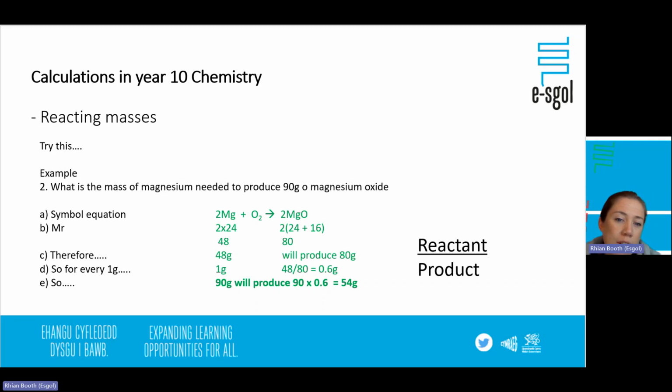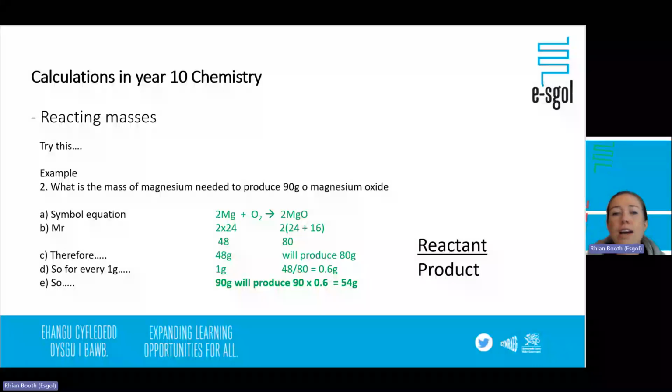So this is an example of the other way around, if you like, where we're calculating the mass of the reactant this time. But all you do is exactly the same procedure, exactly the same step by step, but on the last but one stage, you would be dividing reactant over product instead, okay? Because it's the mass of the reactant that we're trying to find out this time, okay? Okay, so have a look at that.